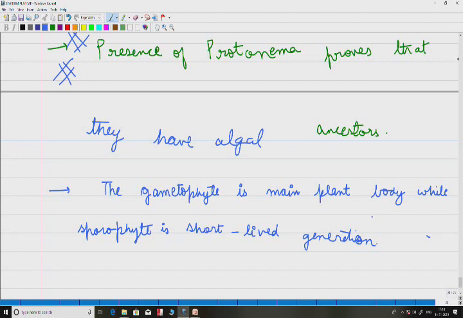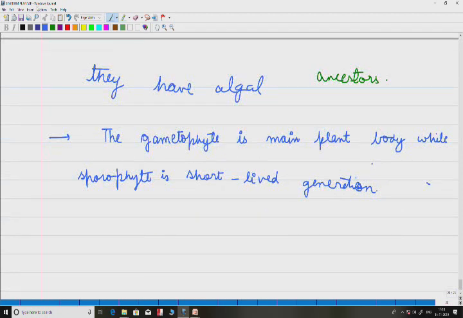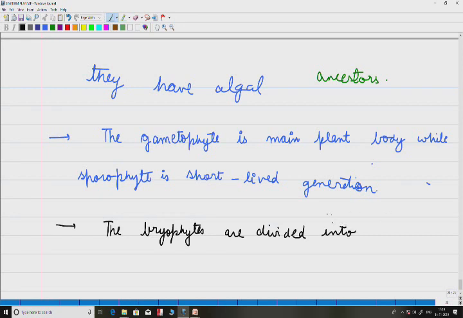What are liverworts and what are mosses? The bryophytes are divided into liverworts and mosses. Now let's write about liverworts.